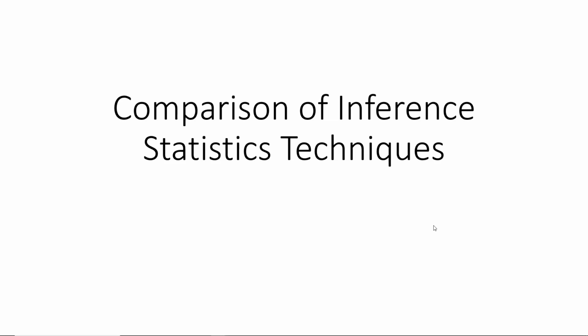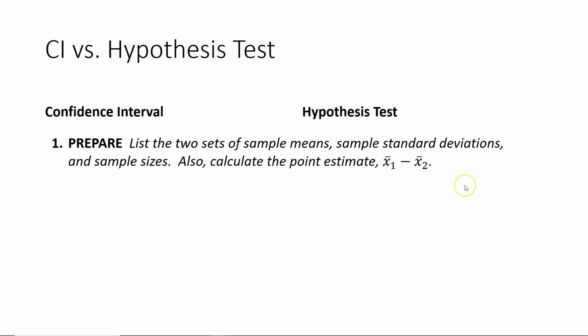So I want to close this presentation by doing a very quick comparison of the two inferential statistics techniques that we have applied to the differences of two means, namely hypothesis tests and confidence intervals. We begin by looking at the prepare statement for both techniques. It's pretty much the same for most of it: listing the two sets of sample means, standard deviations, and sample sizes, as well as calculating the point estimate, which is the difference of the two sample means.